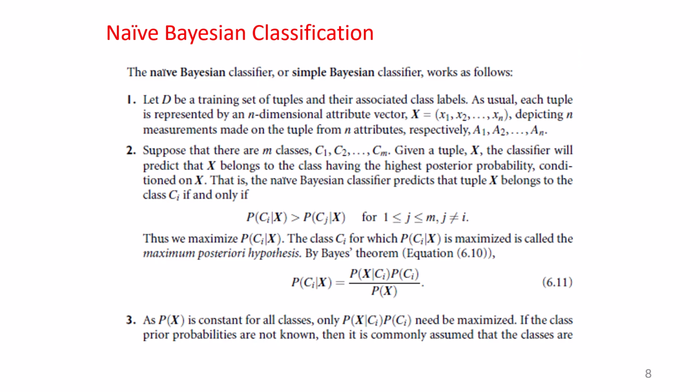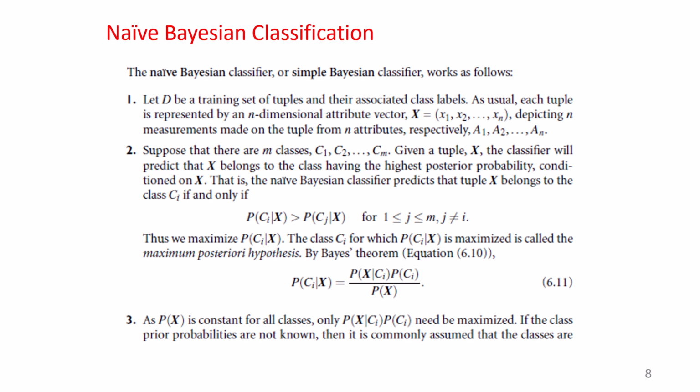Naive Bayesian classification steps. The Naive Bayesian classifier, or simply Bayesian classifier, works as follows. Let dataset D be a training set of tuples and their associated class labels, and as usual each tuple is represented by an n-dimensional attribute vector X equal to x1, x2 up to xn, with measurements made on the tuples from n attributes, respectively A1, A2 up to An. Suppose that there are m classes, C1 to Cm.